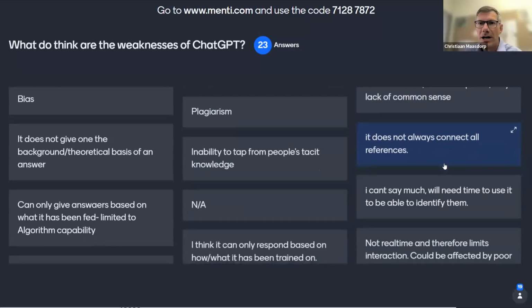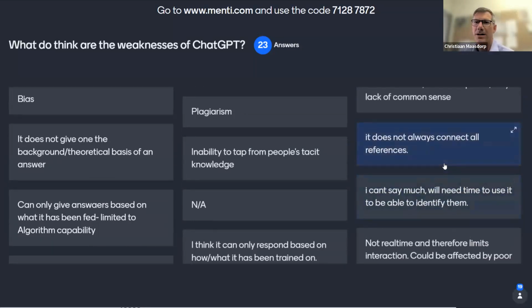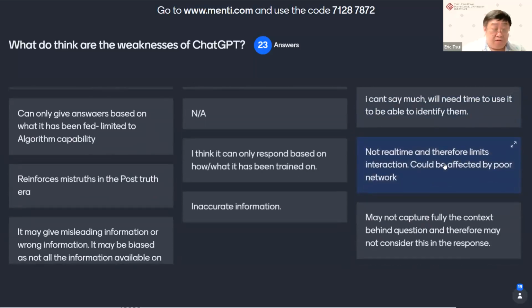The one you're on now, it doesn't always connect all references. That is a good one, because in the answer where you spoke about the standards, you explained the history and it just said these are the 2 standards. So yeah. That's right. So very good observation.